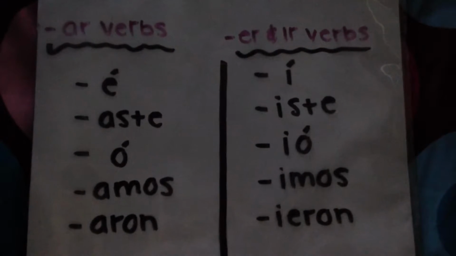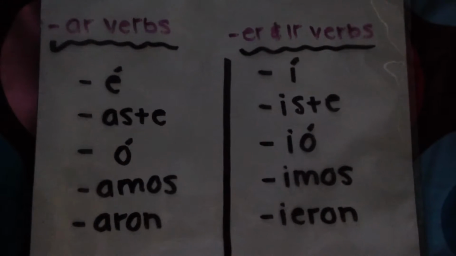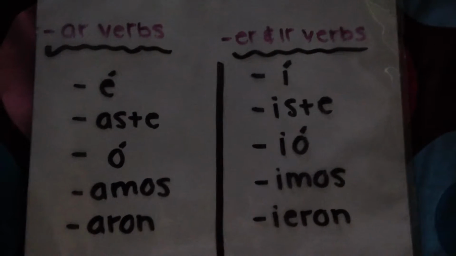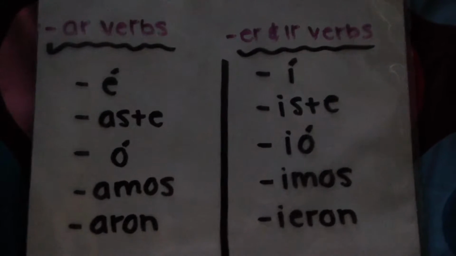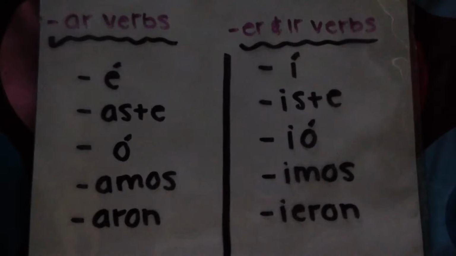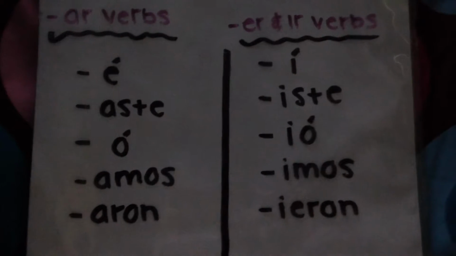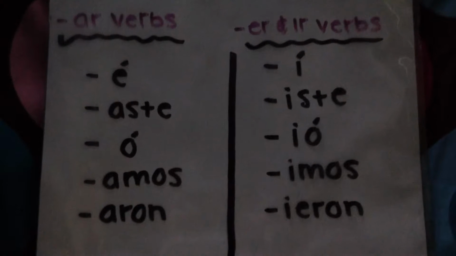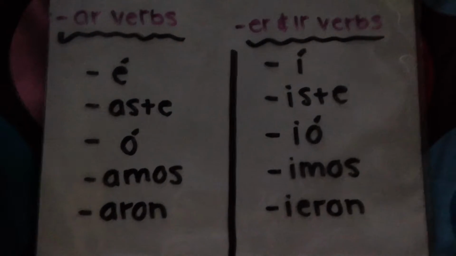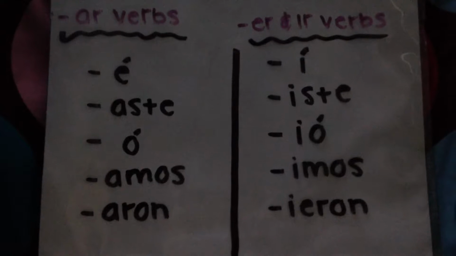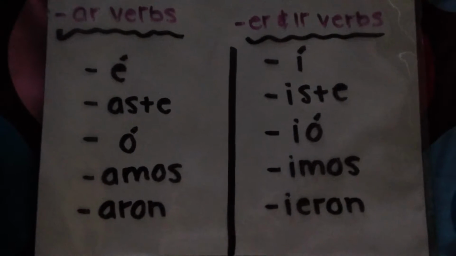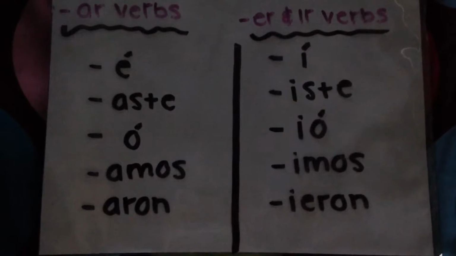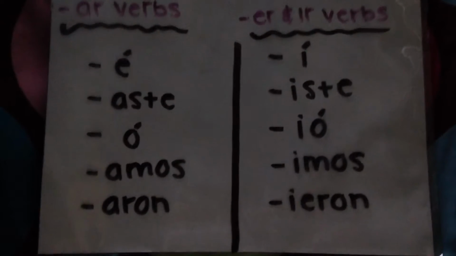There are only two sets of endings for regular preterite verbs, one for AR verbs and one for ER and IR verbs. Simply remove the infinitive ending and add the correct preterite ending depending on who the subject of the action is. For AR verbs, it's aste, é, ó, amos, aron. For ER and IR verbs, it's iste, ió, imos, and ieron. First and third person have accents that make them different from present tense conjugations.